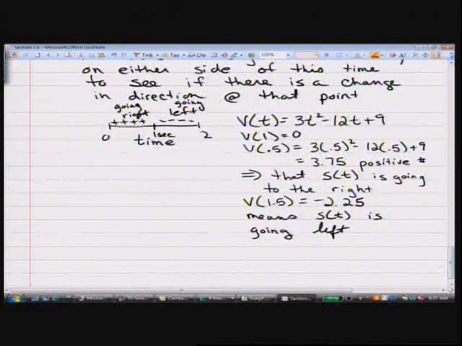Question. Yeah. So when the velocity equals 0, that's where the highest speed will be, correct?